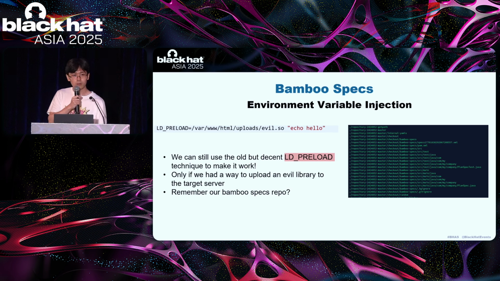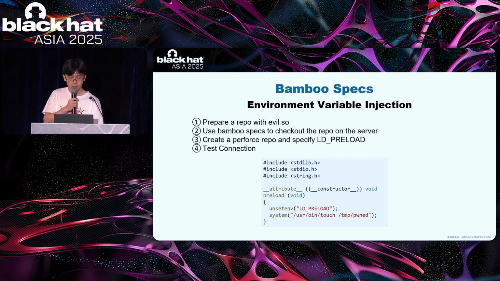The repo content will be cloned to the server, so we actually can place this dynamic library in a Git repo, and Bamboo will clone it locally, and we can use it for LD_PRELOAD. So the steps are clear. First, we prepare a remote repo with the evil .so, and use Bamboo Specs to check out the repo on the server. And then we create a Perforce repo, specify the LD_PRELOAD environment variable and click test connection. Oh, seems that we have an RCE, right?